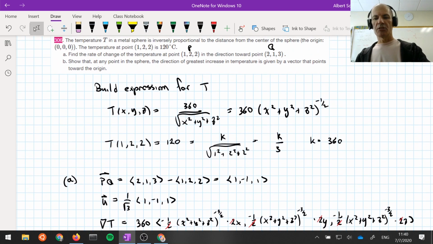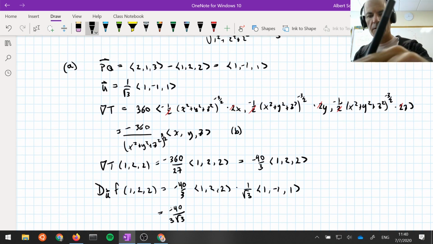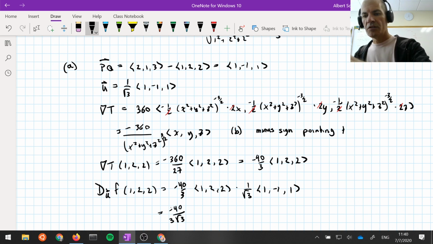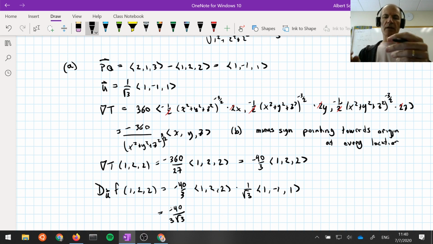Apologies for the mistake, and it also fixes part B. Here, and I'll just put part B right here, we see that because of the minus sign, that means that we're pointing towards the origin at every location. The minus sign redirects that vector. So this vector x, y, z has its tail at the origin and its head at this point x, y, z. When we multiply by negative 1, that vector points in the opposite direction, and that's towards the origin.